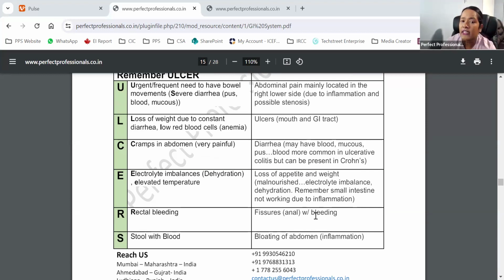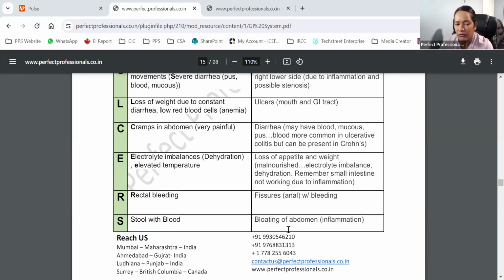In the small intestine there is a lot of water reabsorption; most of the water we drink is reabsorbed in the small intestine. So if the small intestine is not working, dehydration will be there, as water will not be reabsorbed. Anal fissures will be there, so if there are fissures in the anus we have to watch for bleeding. Bloating of the abdomen will be there due to the inflammation.